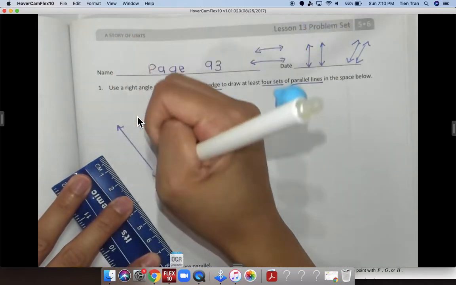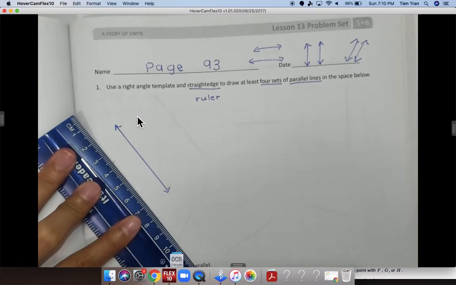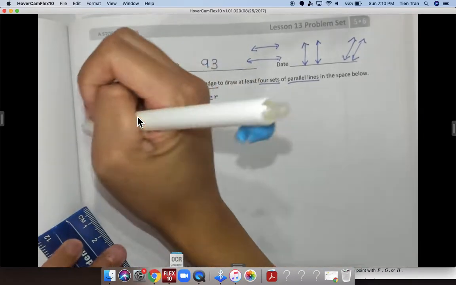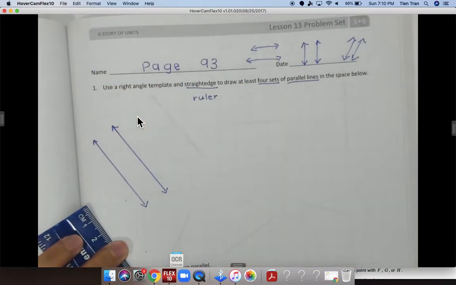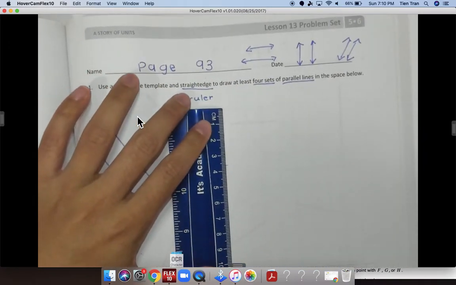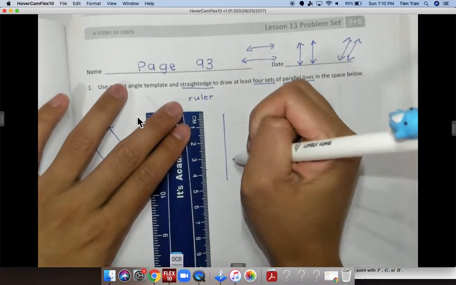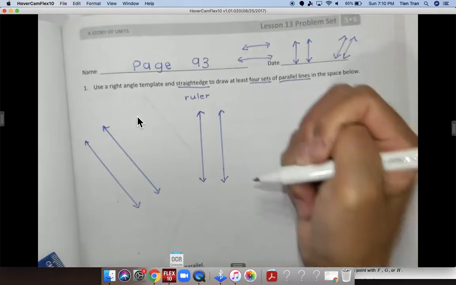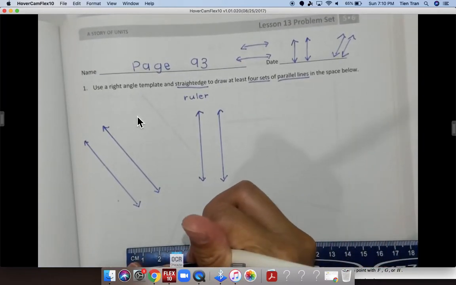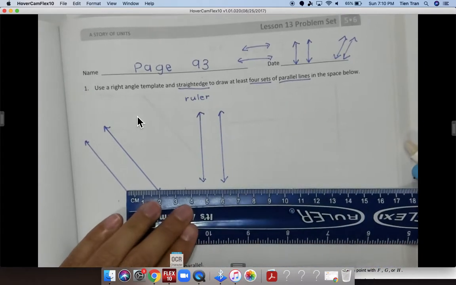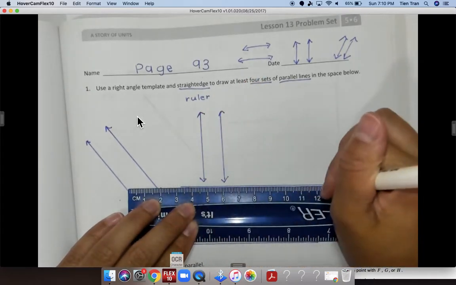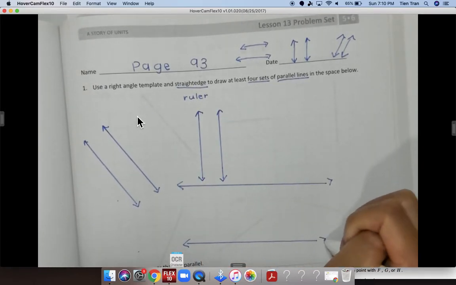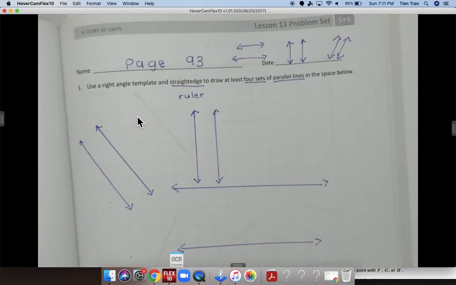So we have one right here. And we have another one right here. So this is one set of parallel lines. And then we have another set of parallel lines right over here. And with parallel lines, the distance can be very far apart from each other. So I can even draw one like this, and they are still parallel lines because even though the distance seems like a lot of distance, they still are parallel lines.